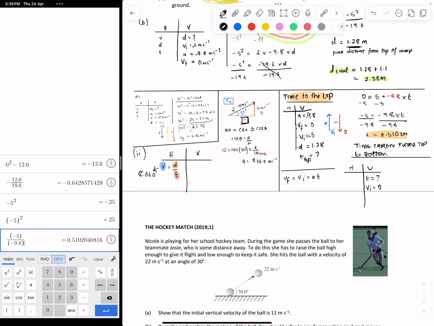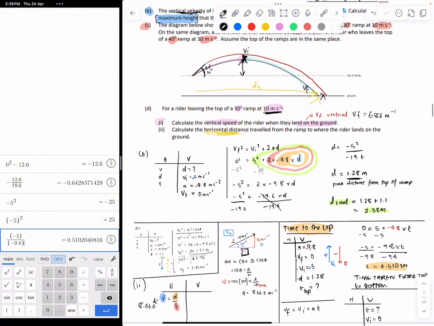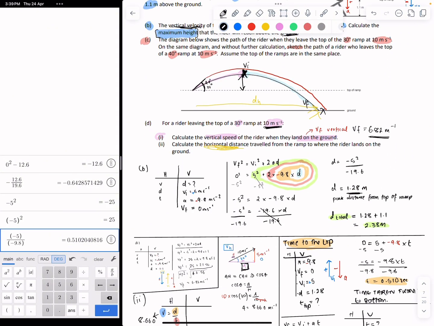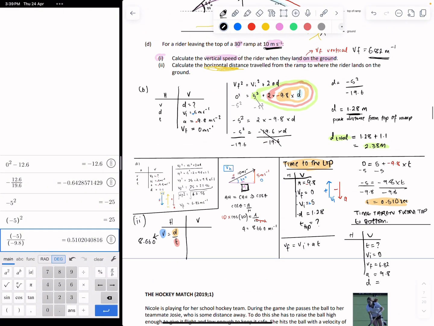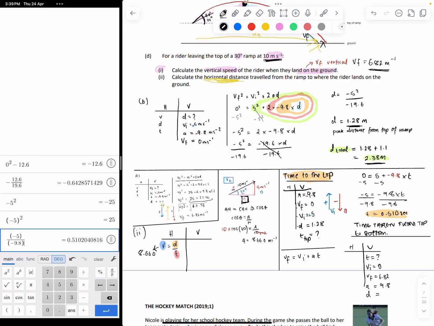So VI is 0, VF we've calculated previously. Oh yes, that's right, it's over here: 6.82. We've got acceleration at 9.8. What else do we need? I'm pretty sure that's all we need. And so distance, the distance from the top to the bottom, we've calculated to be 2.38.